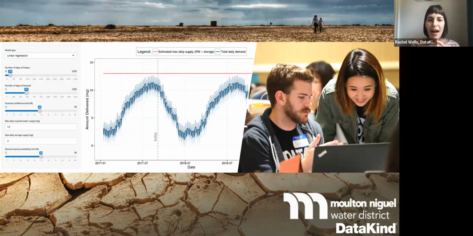And so if it's at a risk of reaching or exceeding the maximum supply estimate, that red line at the top, this signals a warning to the analyst so that they can really predict that anticipated demand and manage it in advance. So this allows them to better manage water resources.